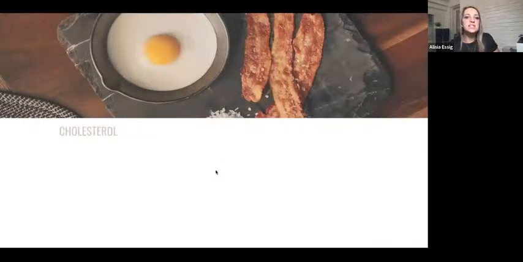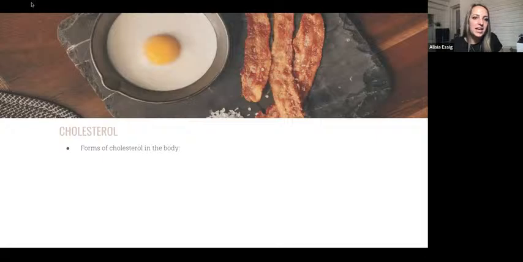Okay, so next on the list is cholesterol. Now, cholesterol naturally forms in your body. So who can tell me what the number one food, the highest food source of cholesterol is, if you know? If anyone knows, it's pretty obvious. If there's a picture of it.